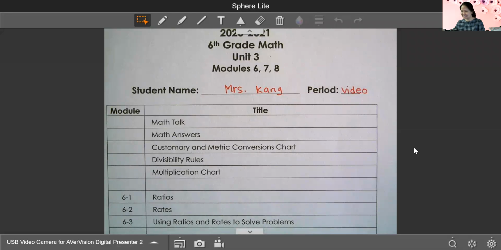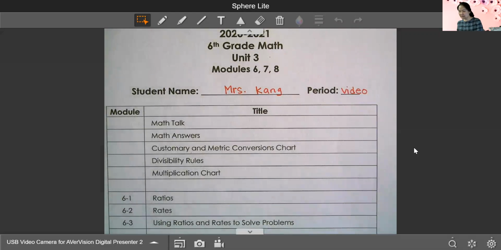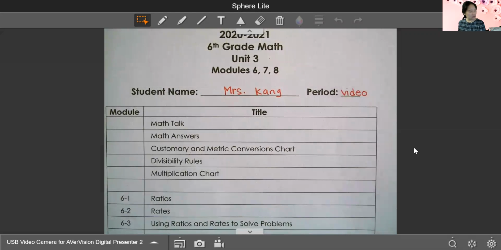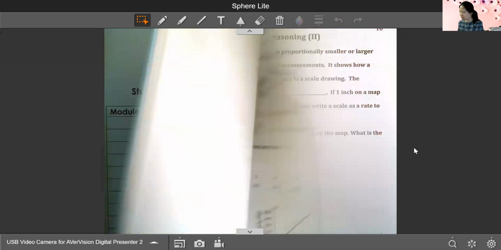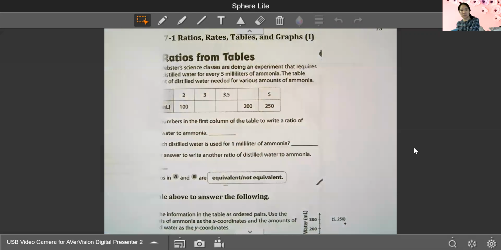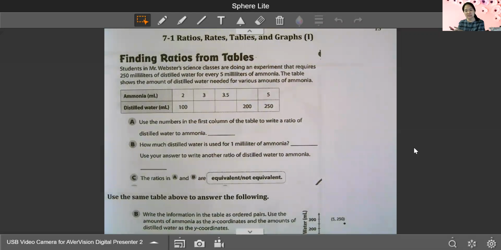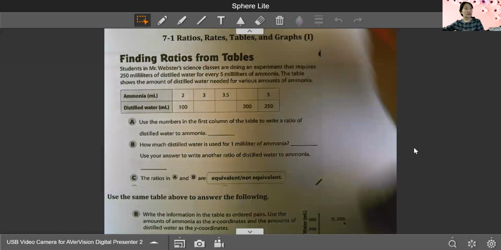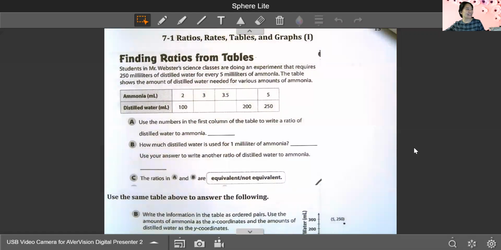All right, hi guys. This is for 7-1 notes. So we are going to turn to, I think, page 13. We're going to talk about pages 13 and 14. There's not a lot of things to write, but rather just things to explain.